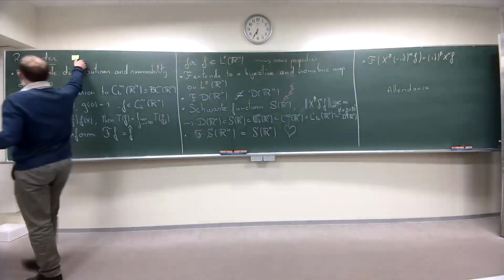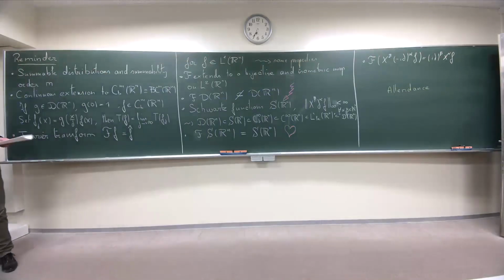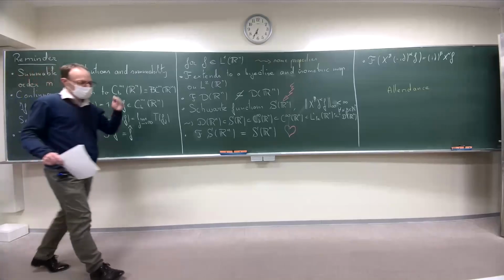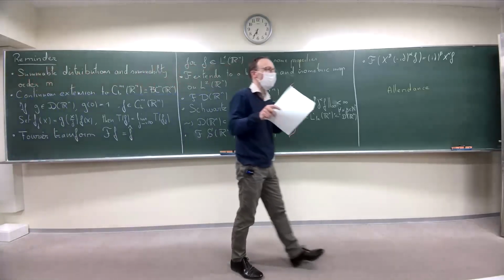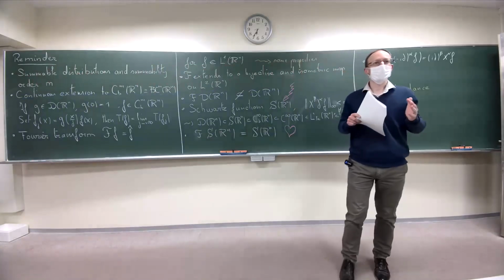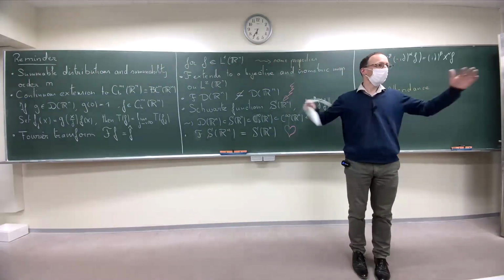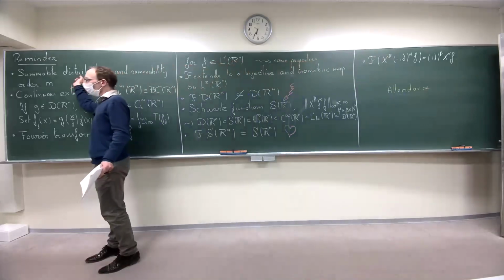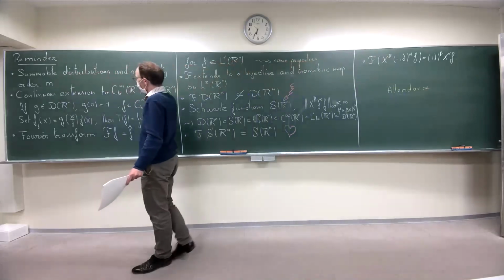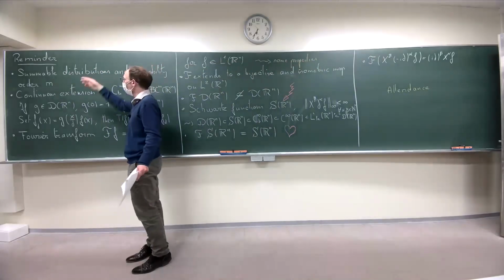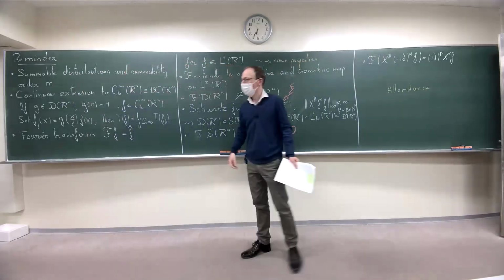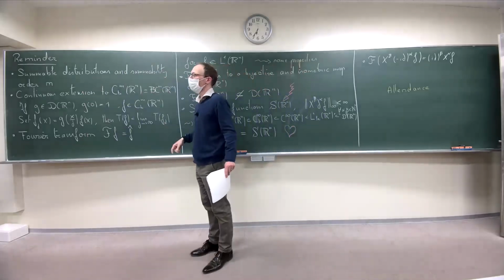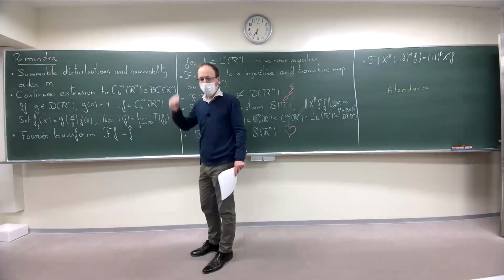Okay, let me just remind you what we have done last week very quickly. You remember distributions are defined on a small set of functions, the test functions. We would like to extend this to a broader set of functions. And there is this notion of summable distribution. I don't recall the definition, but last week I explained what a summable distribution means, and I also introduced what a summability order is.